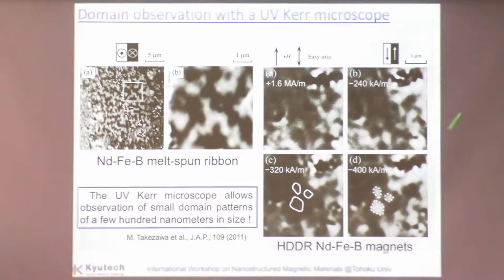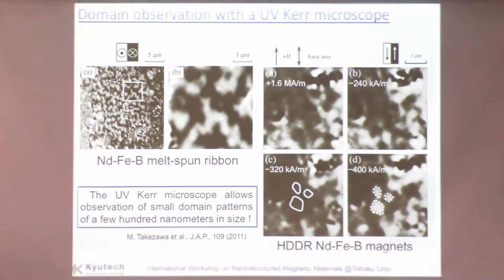And this figure shows an observation example of an HDDR neodymium iron boron magnet. In this case, this area changed from dark contrast to bright contrast. This area is about 300 to 500 nanometers. This data shows only one grain magnetization reversal in this case. So the UV Kerr microscope allows observation of small domain patterns a few hundred nanometers in size.